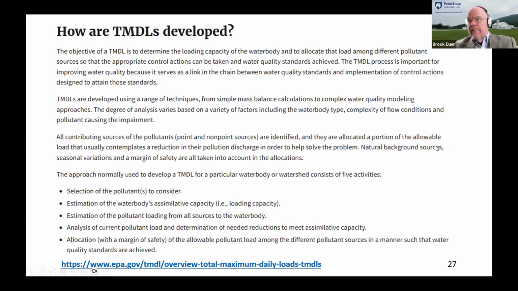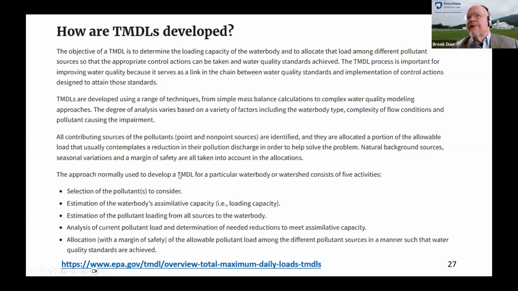Natural background sources like air deposition or other atmospheric contributions, shall we say, are supposed to be taken into account as well as seasonal variations. Obviously, if you have a place that rains all summer, sort of like Seattle or something, and a margin of safety, they're supposed to put in a little bit of a buffer there, or a little extra, in case their calculations are off.